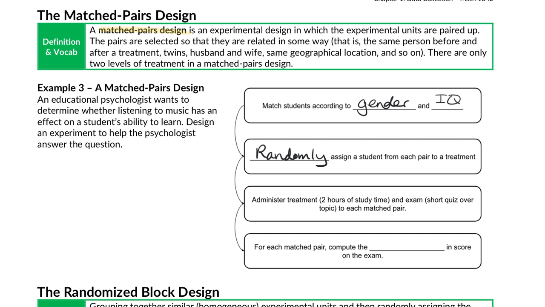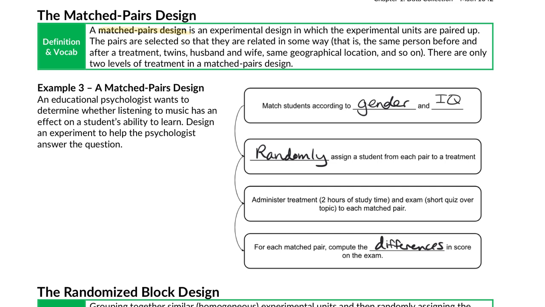We're going to administer the treatment to one of the two pairs, which is 2 hours of study time with music or 2 hours of study time without music, and give them an exam, a short quiz over the topics they were studying, to each matched pair. Then for each matched pair, we're going to compute the differences in score on the exam. It's like comparing the yields. So this one is different where we're not taking large groups of plants and separating them into treatment groups. We're going to make sure each person, each experimental unit has a pair that they're related to in some way so we can see the differences in them.